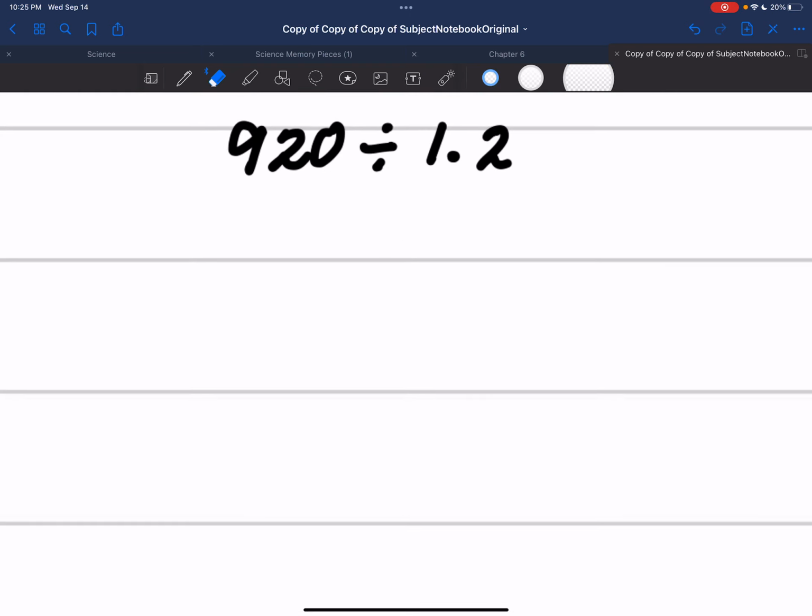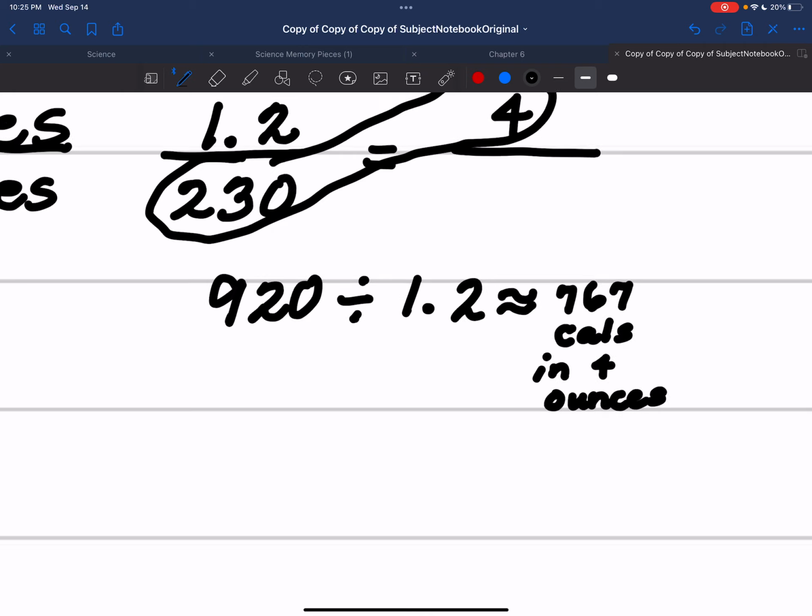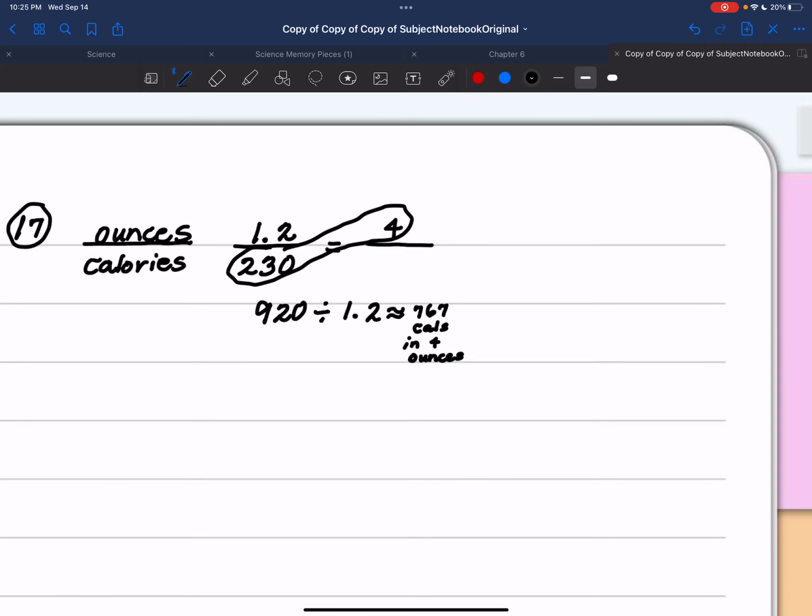So I'm going to make this correct mathematically. And let me zoom in so you can see. It is approximately, that's that squiggly equals, 767 calories in 4 ounces. And then here comes the subtraction. Notice answer D there is 767. We're not finished. We have to find the difference between those two.